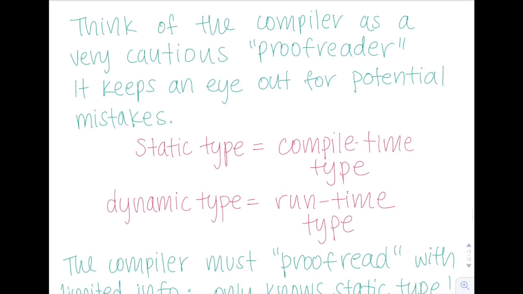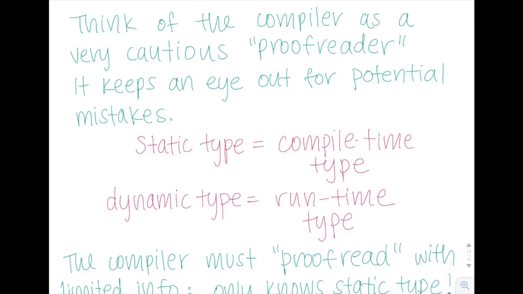Now let's step back and talk about the compiler. Java has compile time and runtime, and they're two very different things. Think of the compiler as a very cautious proofreader. It keeps an eye out for potential mistakes in your code. And this is a good time to talk about alternative names for static type and dynamic type. Static type is also known as the compile time type. This is the type that matters when we're compiling. The dynamic type is the runtime type. This is the type that matters when we're actually executing lines of code.